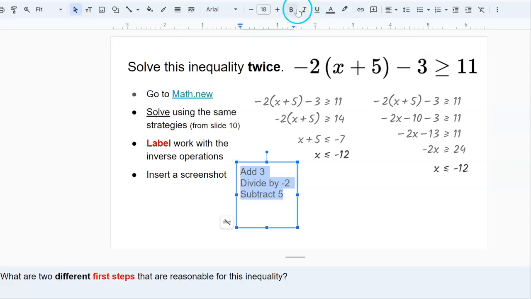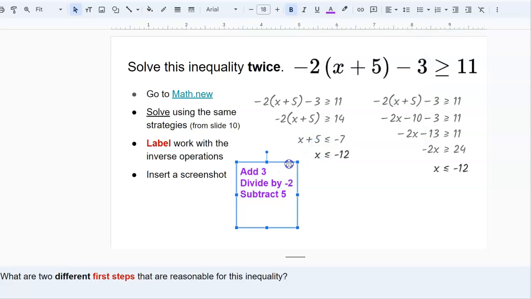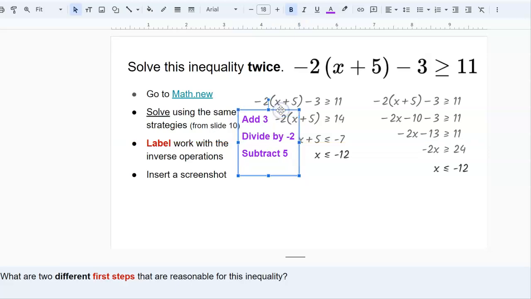Now you can bold these, you can do all kinds of things. That's why we do it here, because we can make it whatever we want. I want to add some color to this. Let's think purple's good. And then I'm going to put some space in here, so I've got some options. So we added 3, we divided by -2, and then we subtracted 5. Those are our steps.